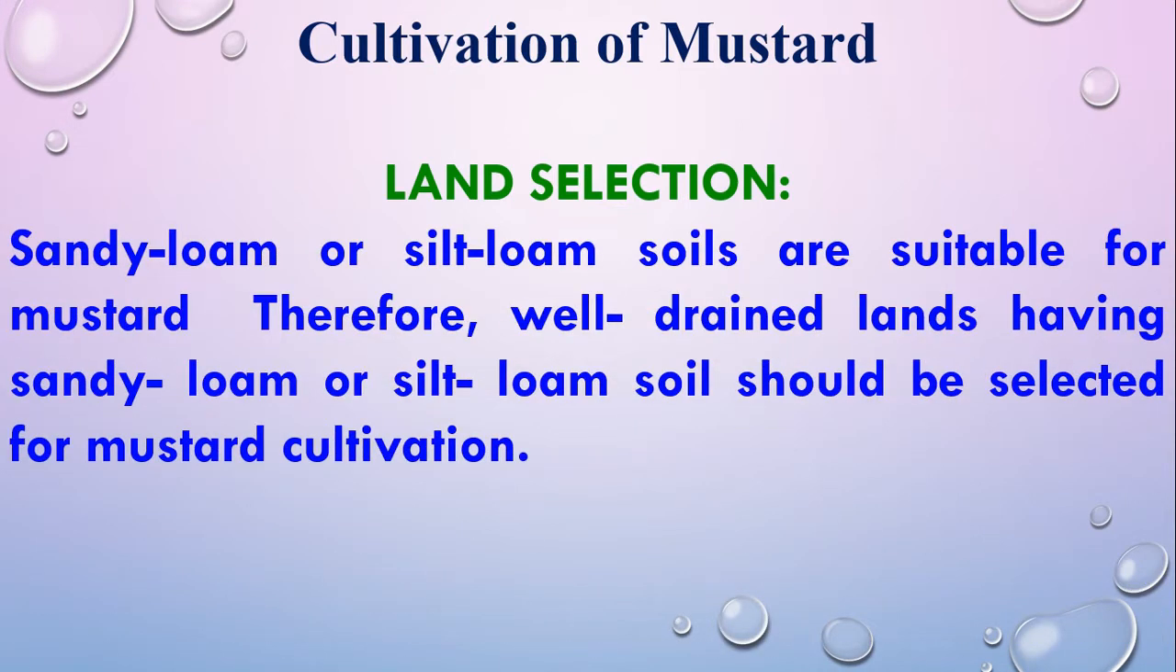Land selection: basically sandy loam or silt loam soils are suitable for mustard, and well drained lands having sandy loam and silt loam soil should be selected for mustard cultivation. This point is very important for your MCQ, that means multiple choice questions. Questions like which soil is suitable for mustard cultivation, so you have to memorize this one properly.